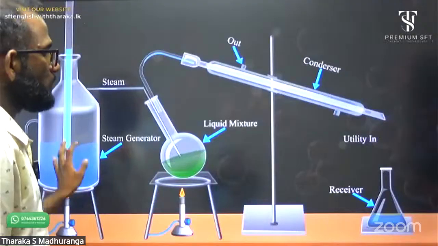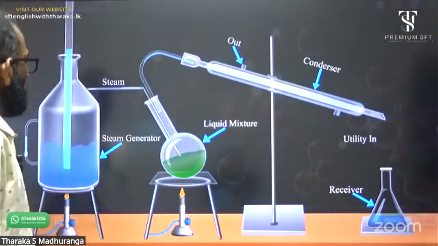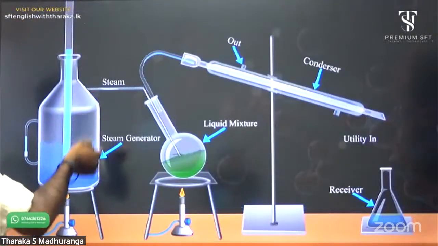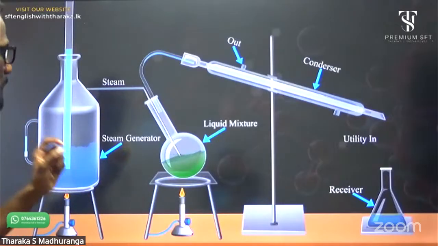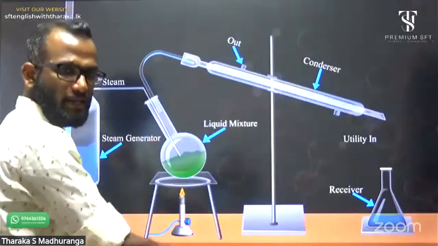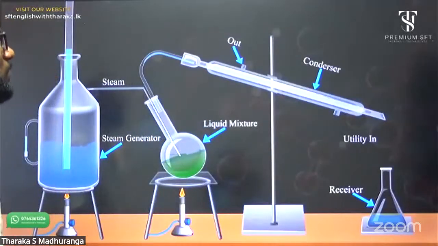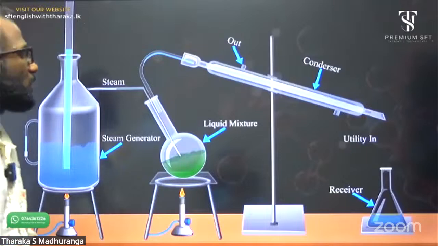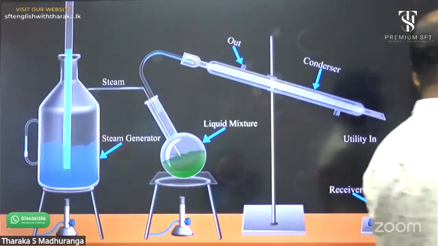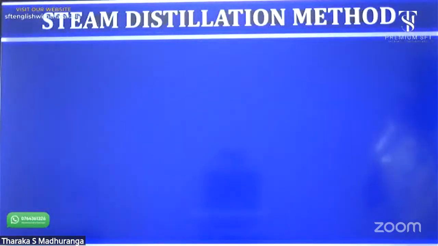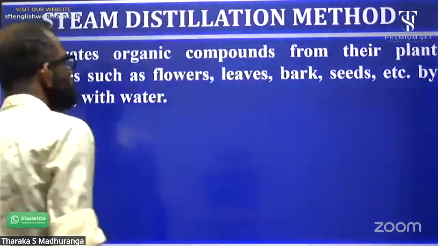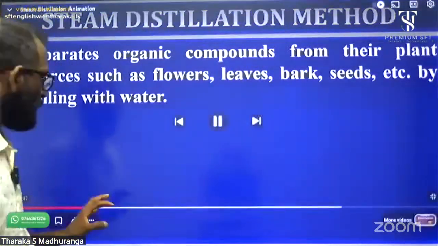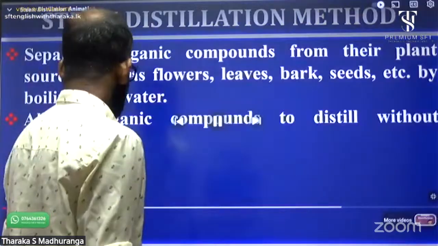Using animation. The main parts of the steam distillation setup include a steam generator, the round bottom flask holding the liquid mixture, liquid measurement, plant material. We see two characteristics of the steam distillation. Some of the characteristics of the steam distillation method are as follows. It separates organic compounds from plant source.